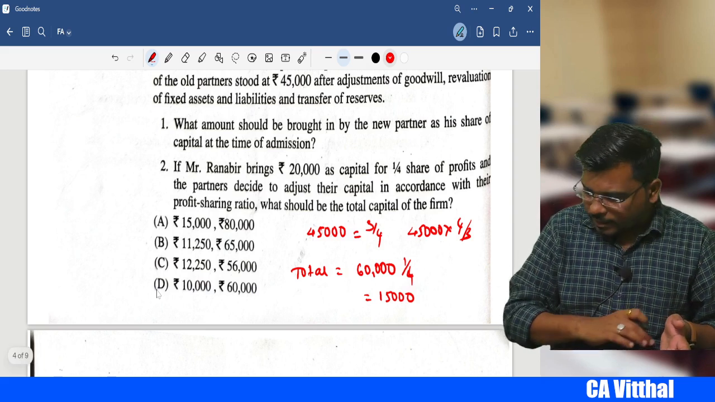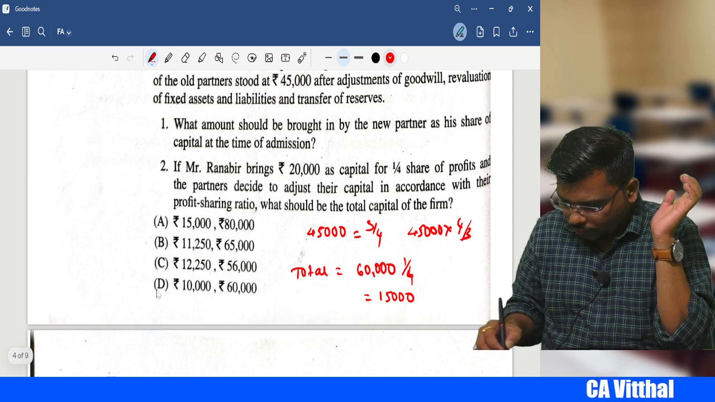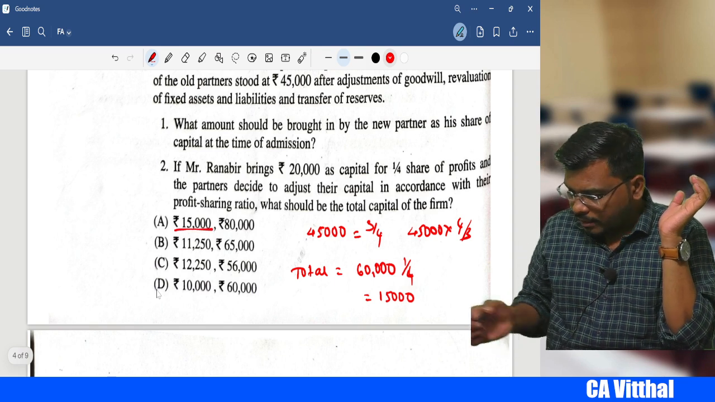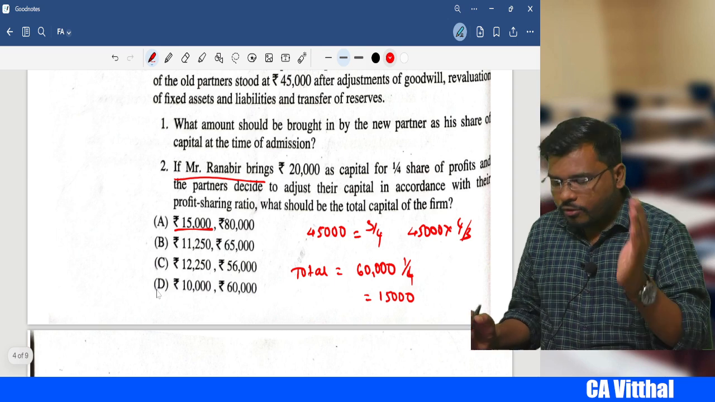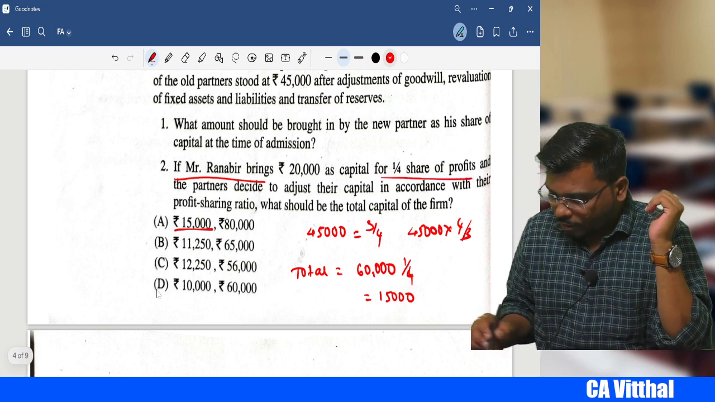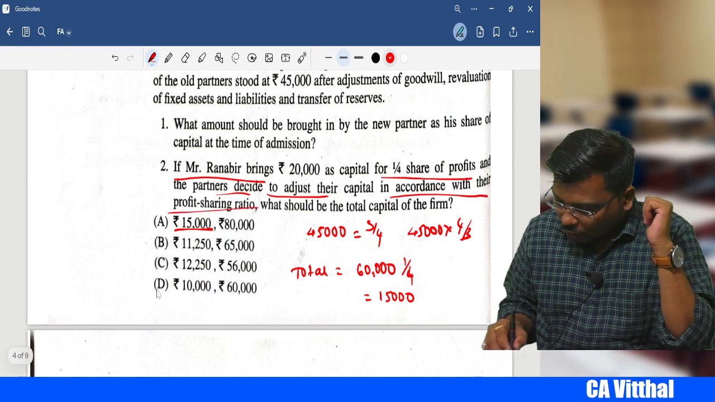So that is 60,000 into 1 divided by 4, which comes to 15,000. Option A, 15,000, right? Come to B. That is 2. If Mr. Ranbir brings 20,000 as capital for a 1/4 share of the profit, and partners decide to adjust their capital in accordance with their profit sharing ratio.